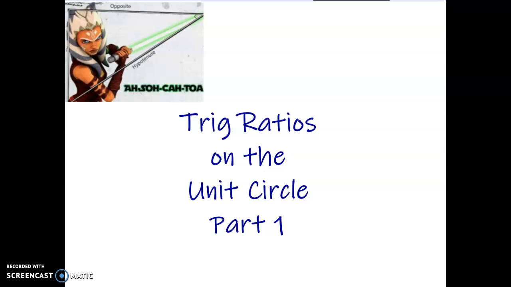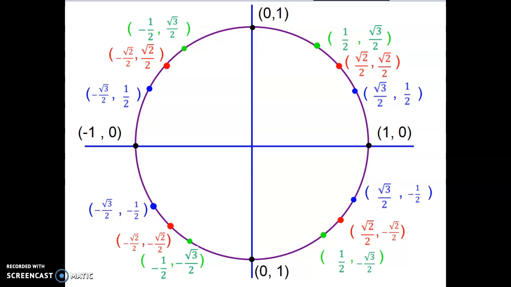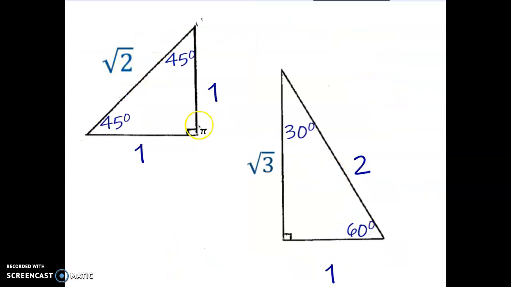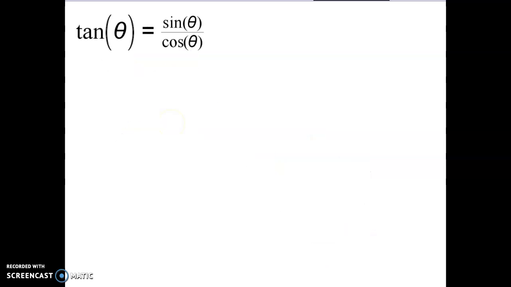We are going to look at the 6 trig ratios in all 4 quadrants in this video. You will want to have in front of you your unit circle paper, and we are really going to focus on these 2 triangles down here at the bottom. And I want you to write a couple things next to the triangle. So here's the first one.